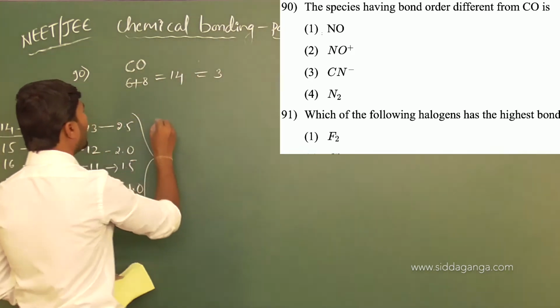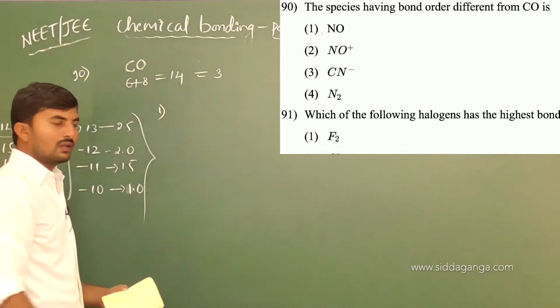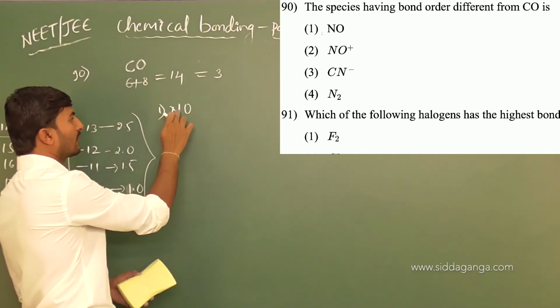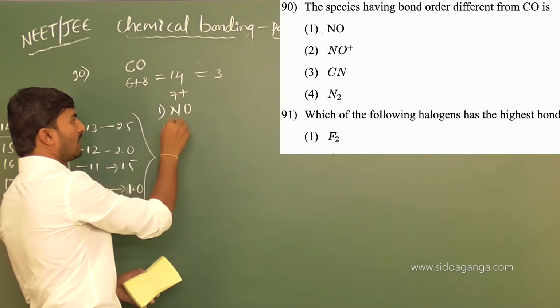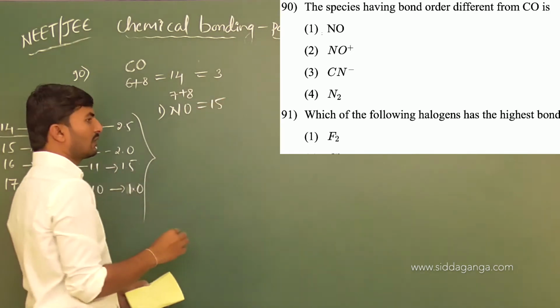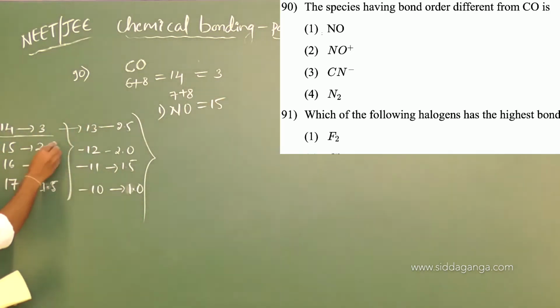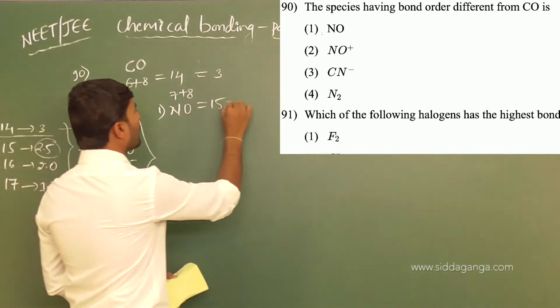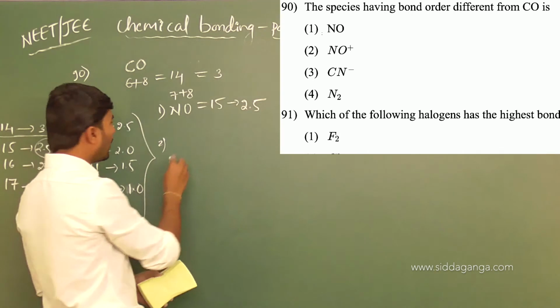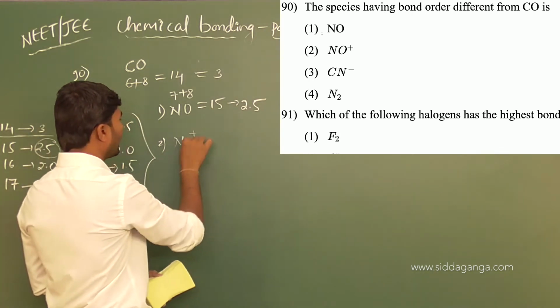Right? Then what are the options given here? NO. NO means how many number of electrons are there here? Nitrogen can donate 7 electrons, oxygen will have 8 electrons, in total we are having 15 electrons. For 15 electrons, what will be the bond order here? 2.5. 2.5.